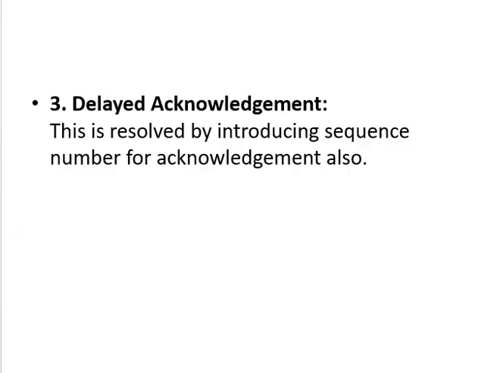The third problem was delayed acknowledgement. This is resolved by introducing a sequence number for the acknowledgement also. Whenever we send data number 1, the receiver sends acknowledgement 2, meaning the next expected frame number. If you give the acknowledgement number, then the sender has the idea of what the next expected frame number is at the receiver side. So this problem is overcome by introducing the acknowledgement sequence number.